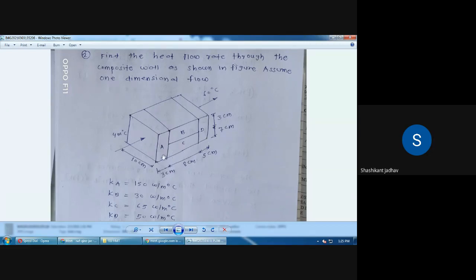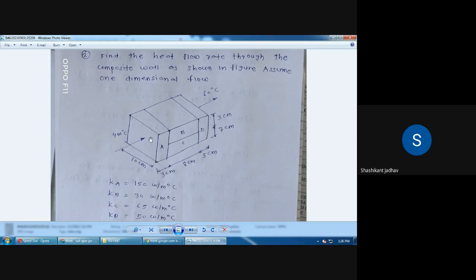But in this case, there are 4 layers given. A layer is there, B layer is there, C layer is there, and D layer is there. Okay. So first of all draw this diagram and write down the given things on that diagram. A, B, C, D, these 4 plates are there. Then thickness of plate A is given 3 centimeter. Thickness of plate B and C is given 8 centimeter. Thickness of plate D is given 5 centimeter. Then width of that area is given 10 centimeter.